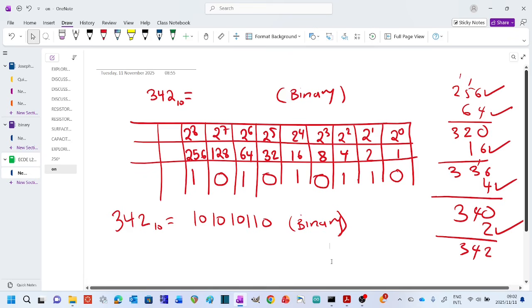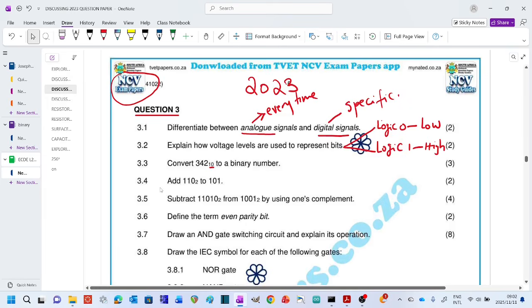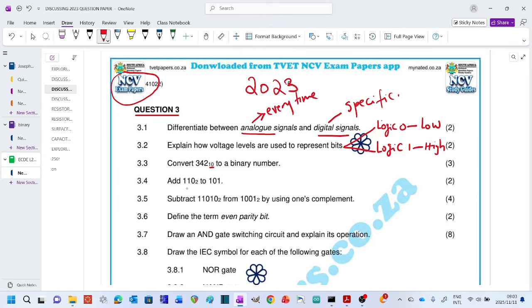Let's go back to the question paper. So the next one is add 110 base 2 to 101. They're supposed to be base 2 there. That's an examiner issue there. There was a typing mistake, I assume. So 110 base 2 to 101 base 2.